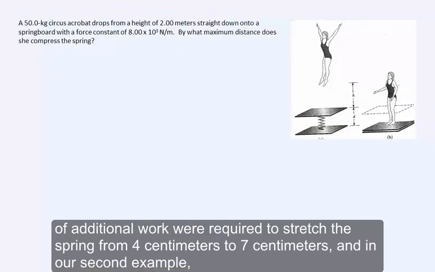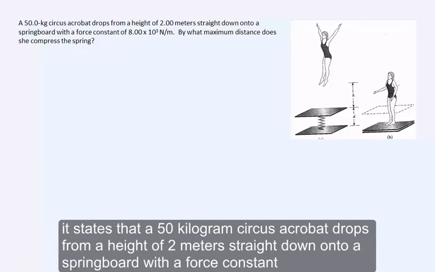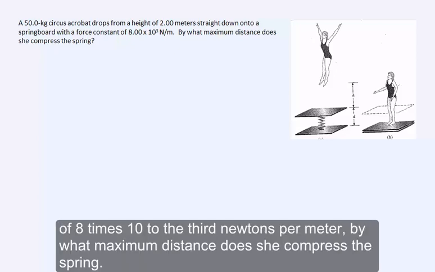In our second example, it states that a 50 kilogram circus acrobat drops from a height of 2 meters straight down onto a springboard with a force constant of 8 times 10 to the third newtons per meter. By what maximum distance does she compress the spring?